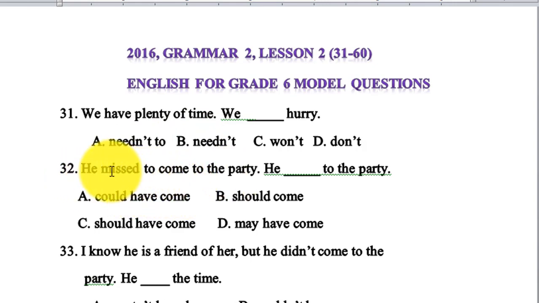Here, he missed to come to the party. So this one is an action that was good to happen but didn't happen. Unfortunately, it was not done, a past matter that passed without being done. He missed to come to the party.